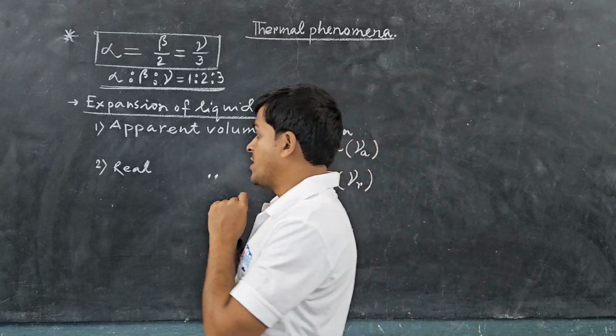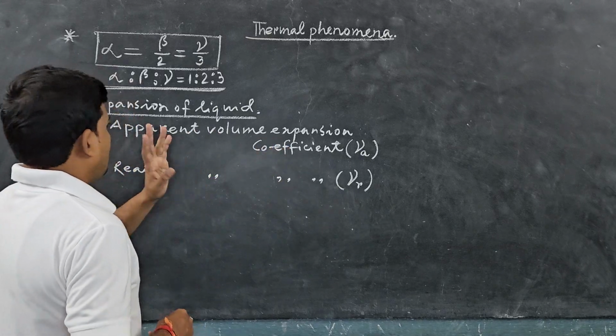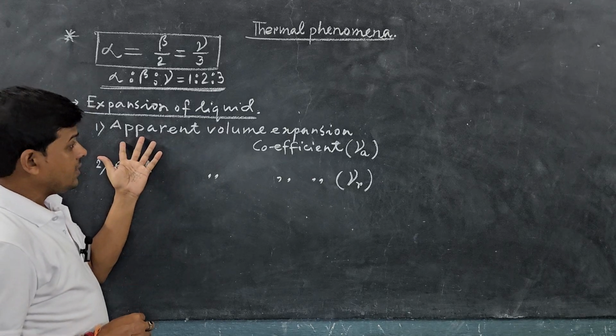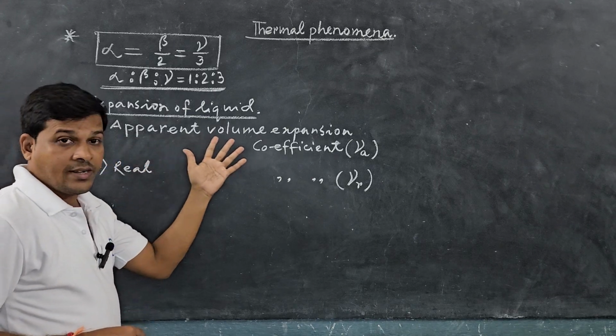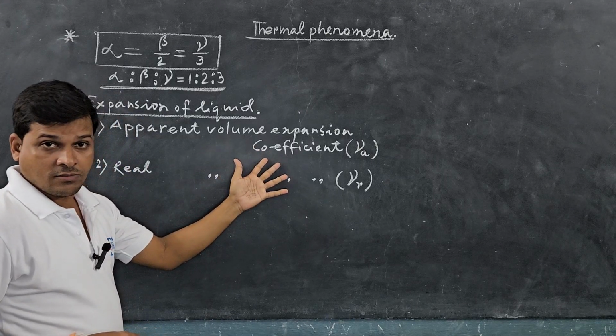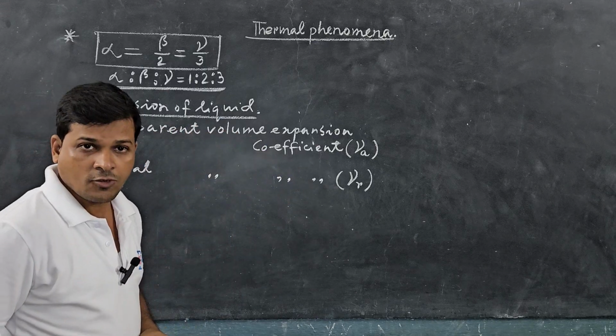There is a standard relation between them. But how can you define them? That can be easily defined. The apparent expanded volume with respect to the temperature, for unit degree rise of temperature, is the apparent volume expansion coefficient.